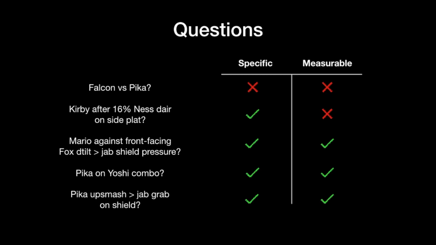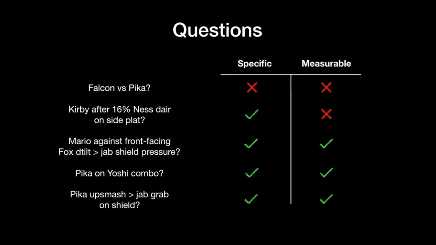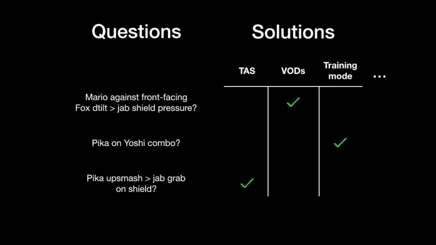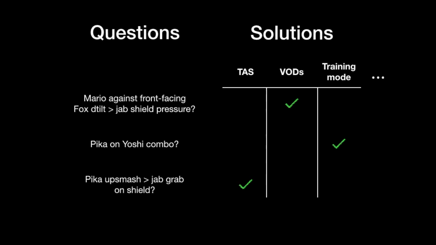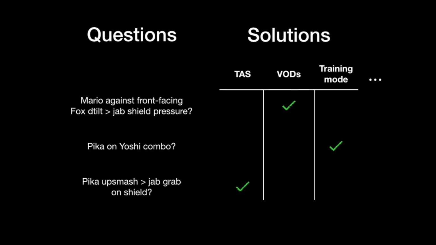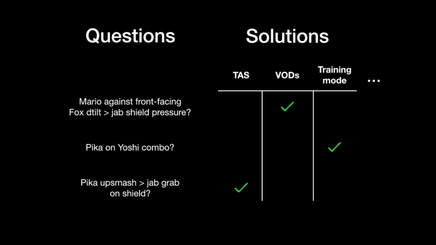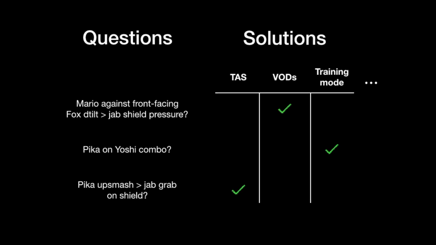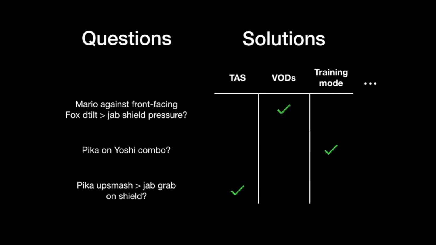But just because we found questions that are specific and measurable, it doesn't necessarily mean TASing is the right solution. Watching high-level Mario players deal with Fox shield pressure is probably a more useful and efficient solution than using TAS. And for the Pika on Yoshi combo, we can just go into training mode to see if it's true. But the up smash to jab grab on shield is a pretty good candidate for TAS, since the training mode combo meter doesn't work for shield stun.